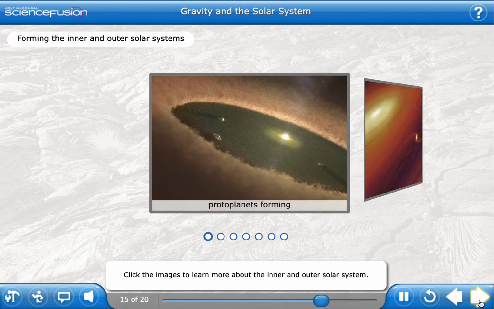What's next? Click the images to learn more about the inner and outer solar system.